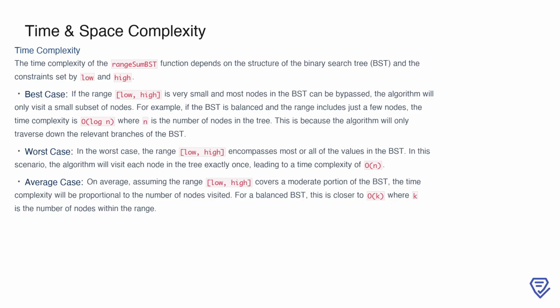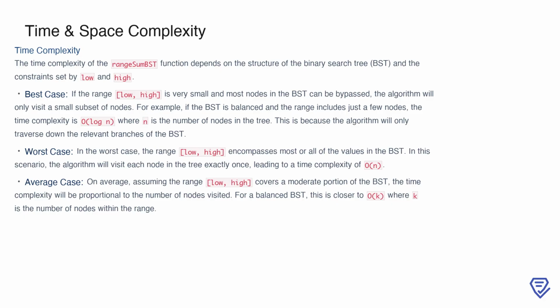For a balanced BST, this means the time complexity is O(log n), because the traversal is limited to just a few branches of the tree. On the other hand, in the worst case, where the range includes most or all of the values in the tree, the function will have no choice but to visit every single node. Here, the time complexity becomes O(n).